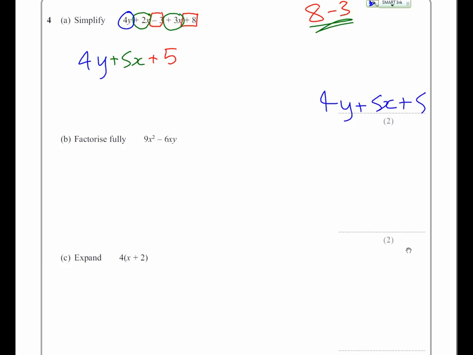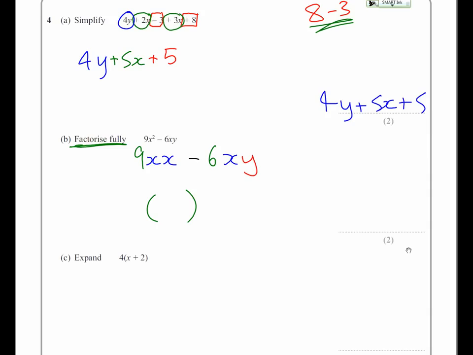Part B, factorise fully. Factorise is put back into brackets. Okay, now this might look like it's going to be a double bracket, but it's not. It's a single bracket because it's just got two terms, and I can see that the x is common in both. The first one, it's x squared, which is x times x. Second one, it's 1x. And the number here is 9, the number here is 6. We have another random y, being lonely.